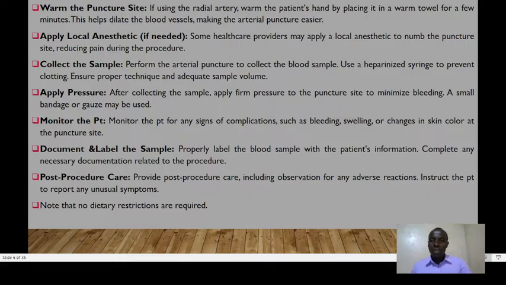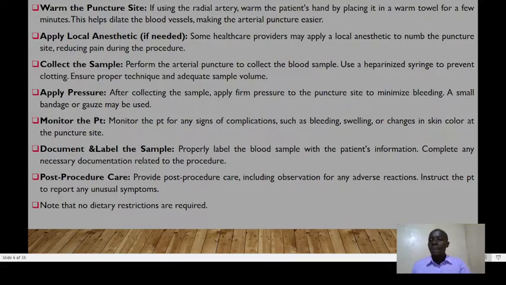If the site will be the radial artery, it's normally prudent for you to warm the patient's hand by placing it in a warm towel for a few minutes. This is very key because it helps the blood vessels to dilate and makes this arterial puncture much easier.